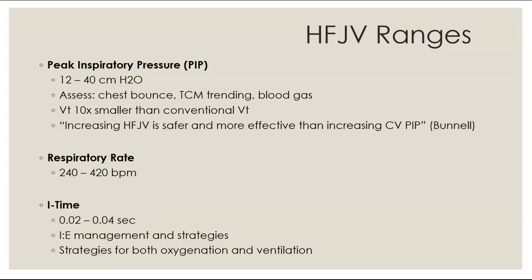I time, 0.02 to 0.04 seconds. Most of the time I would do this for PIE management and strategies. Say we do have a baby with PIE, I'd want to make sure I have a fast I time to allow for a longer expiratory time because we do have those saggy condom alveoli. But inversely, maybe I have a kid that has cement for lungs. I can't recruit them. Their lungs are just insanely stiff. I might give a little bit longer I time to allow myself longer to get those PIPs in and allow for recruitment. So there are strategies for both oxygenation and ventilation when it comes to I time.